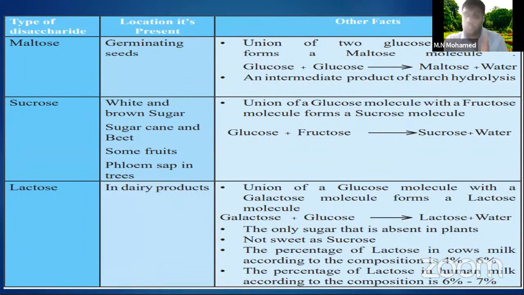Sucrose means glucose plus fructose. Glucose plus fructose forms sucrose. Lactose: galactose plus glucose forms lactose.